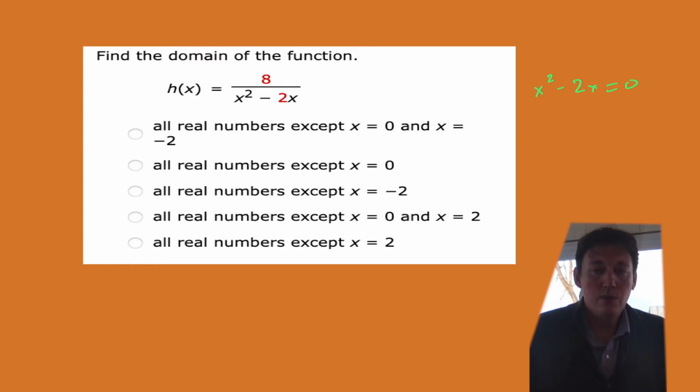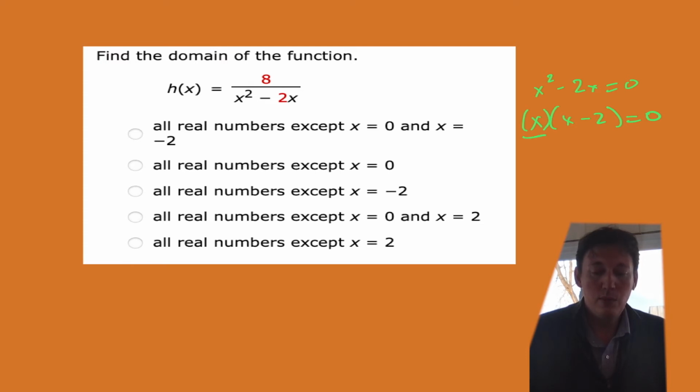So in here, notice we have x squared minus 2x. X is common to both, so I can factor that out. I have x minus 2 left over is equal to 0. And you can double check that by distributing the x through. X times x is x squared. X times negative 2 is negative 2x.